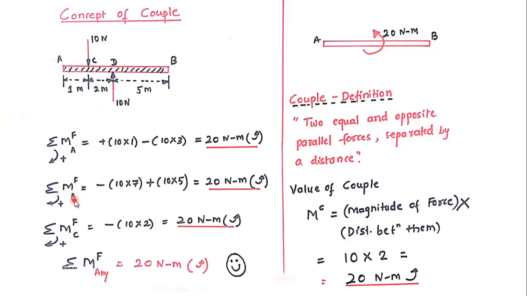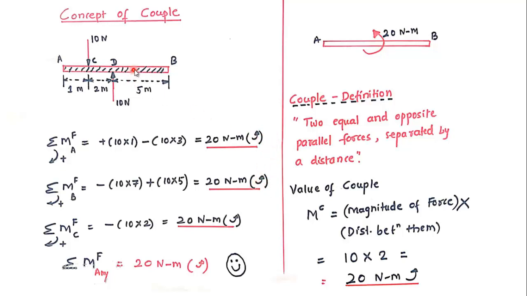Next, let us take moment about point B. Here is the point B. So moment of this force 10 Newton vertical downward is force into perpendicular distance, which is 7, and it will have negative moment, minus, because of counterclockwise direction. Then this 10 Newton force will create clockwise moment, therefore plus 10 into perpendicular distance, which is 5 meter. If we evaluate, minus 70 plus 50 is minus 20 Newton meter. That means we will remove the minus and put in the bracket clockwise. We are again getting the same value.